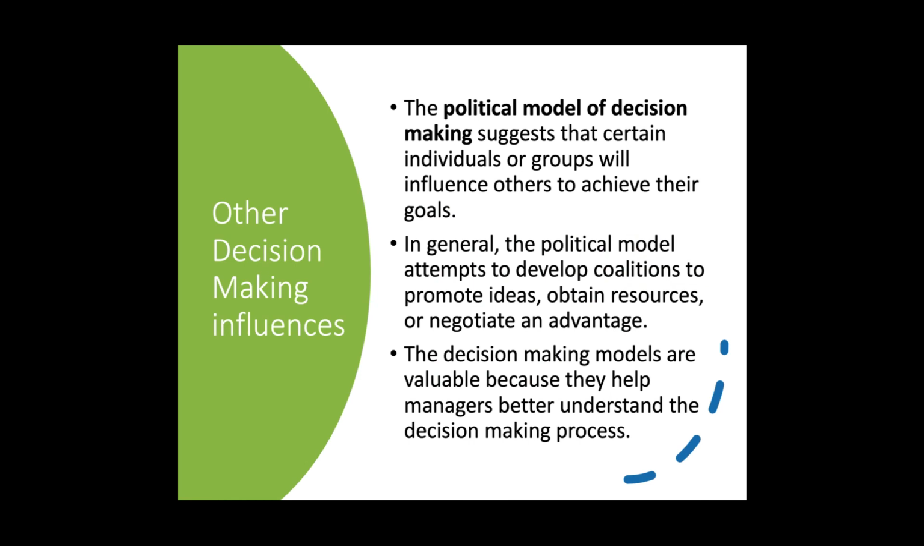So some other decision-making influences. We talked about politics and this political idea of a coalition. The political model of decision-making suggests that certain individuals or groups will influence others to achieve their goals. And in general, the political model attempts to develop coalitions to promote ideas, to obtain resources, or negotiate an advantage. And this could be an advantage either internal to the organization, you want more resources from the budget, or outside of the organization.